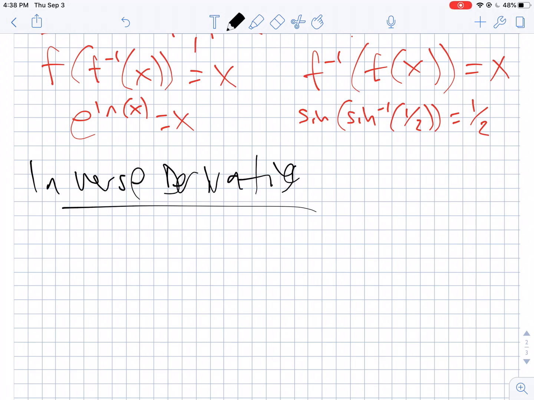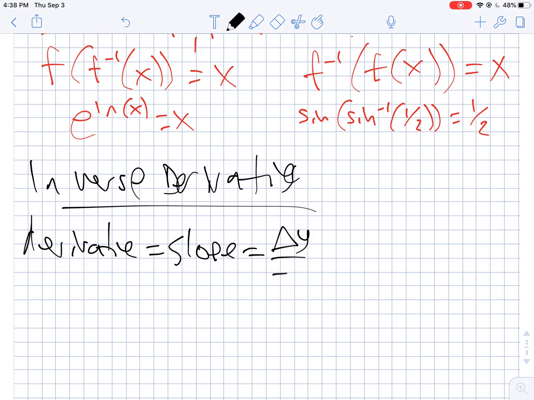Okay, so welcome back. Now that you know what an inverse function is, let's talk about how we take derivatives of inverses, what the relationship is. I want to remind you guys that the derivative of a function is equal to the slope of that function, which we think of as rise over run, a change in y over a change in x. That's our rise over run. So if we want the inverse slope, so the derivative of the inverse function, we switch x and y.